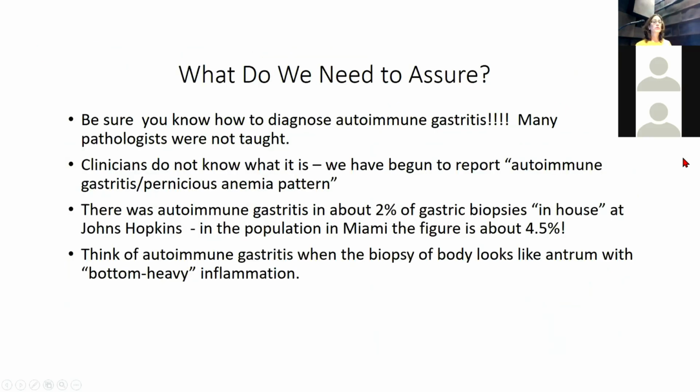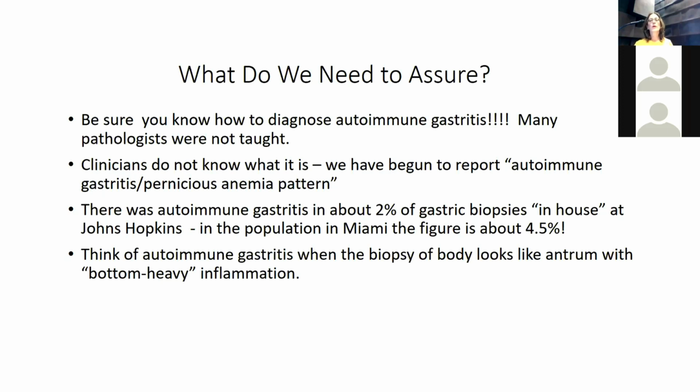So what do we need to assure? Make sure you know how to diagnose autoimmune gastritis. I certainly wasn't taught. I wasn't able to do it until an embarrassingly recent time. And the other thing is that sometimes clinicians don't know what to do if you report autoimmune gastritis. So I've begun to report autoimmune gastritis / pernicious anemia pattern, and clinicians know what that is. So you wake them up.